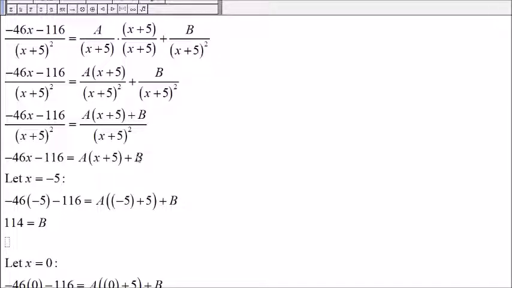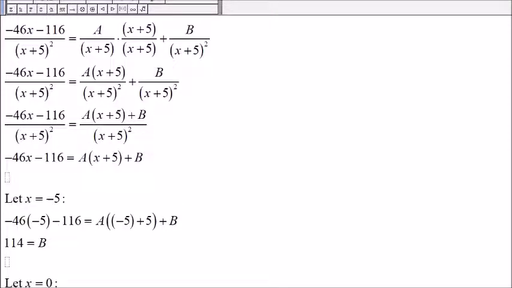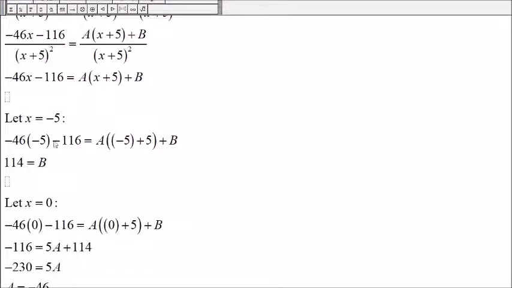And this equation right here is to be true for all x. And so we'll let x be any real number. We choose to let x be negative 5 because negative 5 plus 5 is 0. And so let x be negative 5, then we have negative 46 times negative 5 minus 116. All of this simplifies to 114. And then this is 0, so we get b is 114.